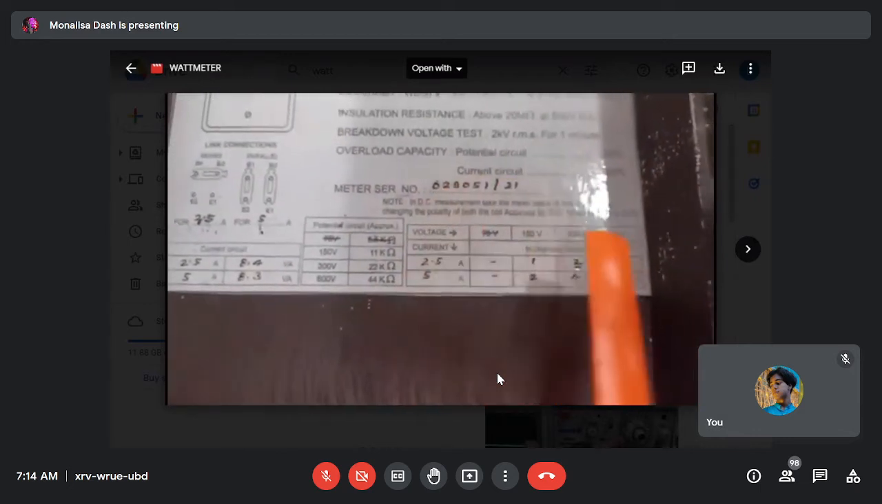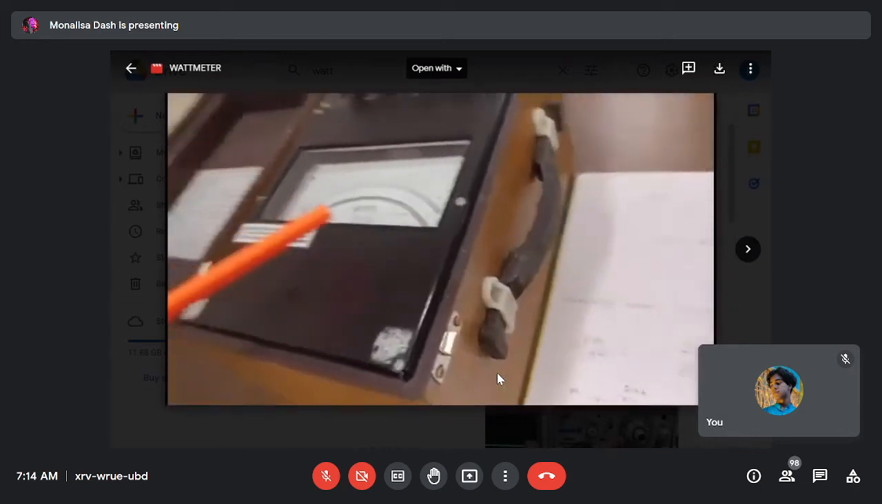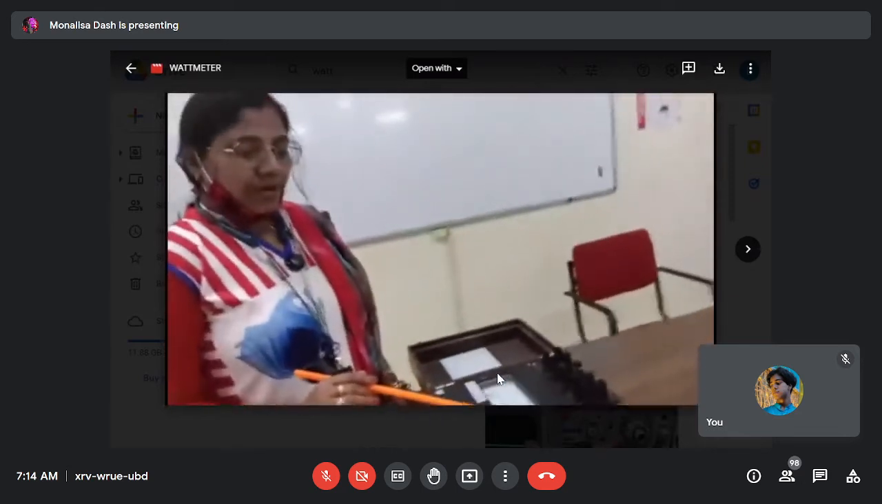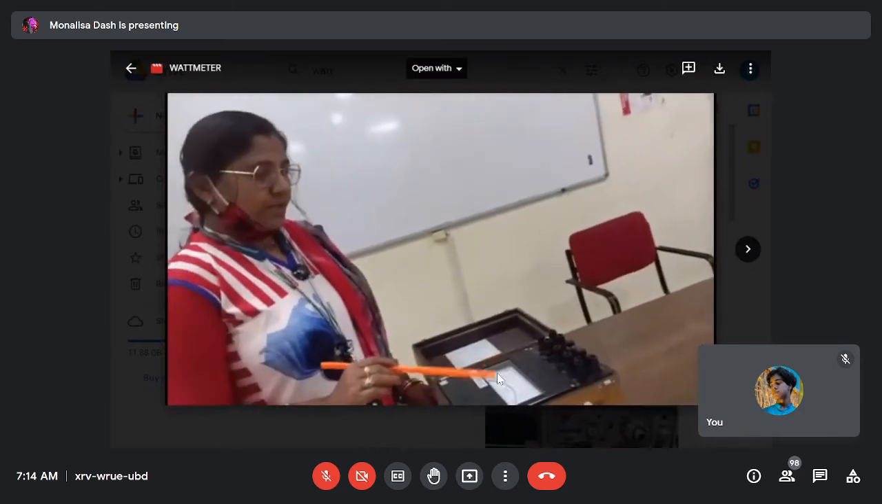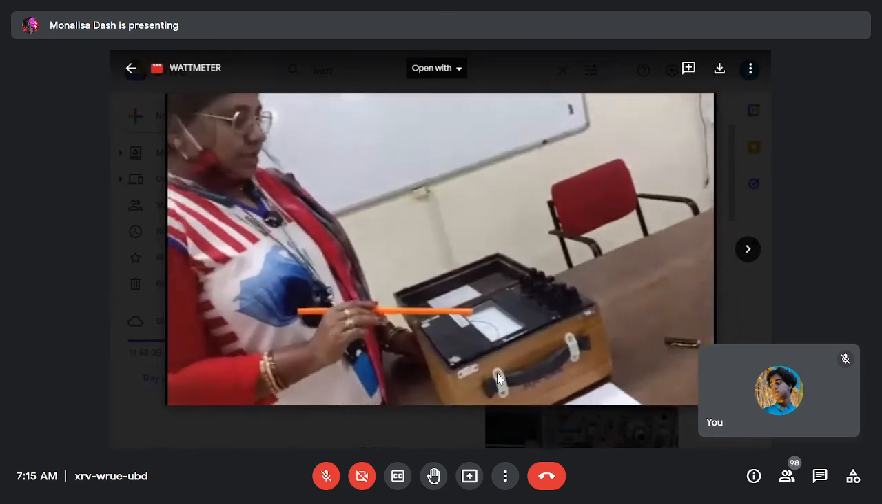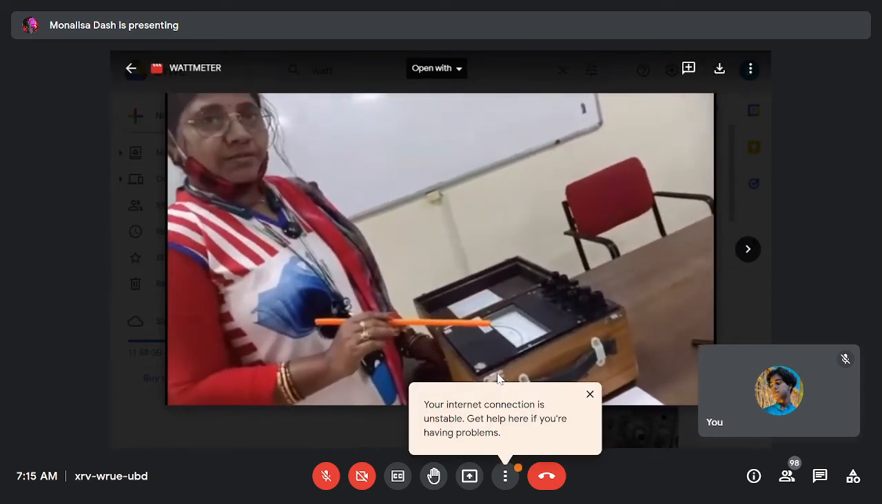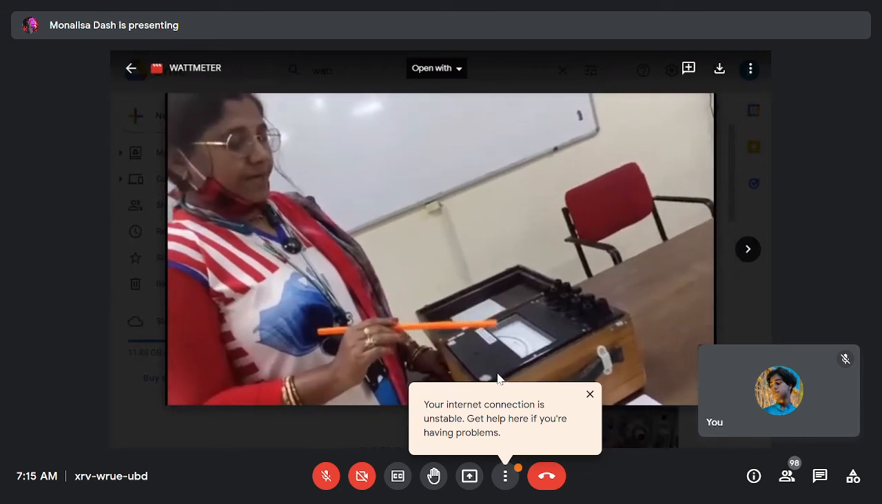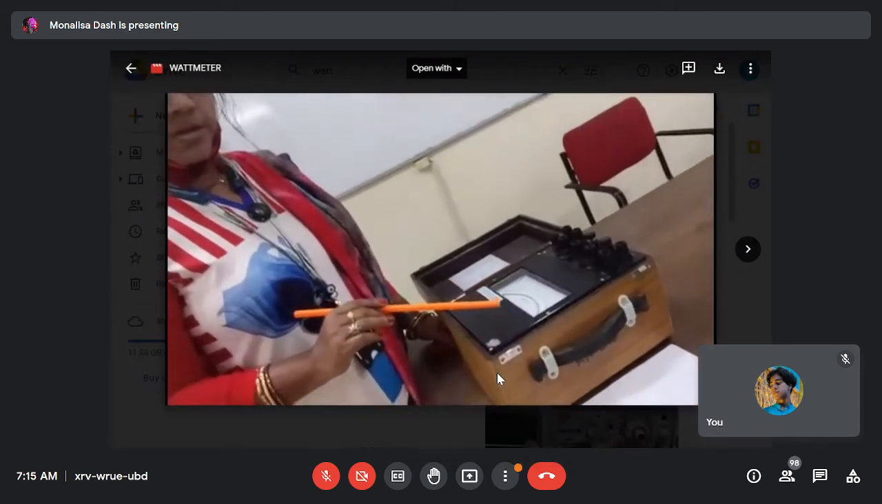Students, this is all about the wattmeter and how we take the wattmeter reading. This will be helpful for calculating power also, since we use the wattmeter in different experiments. So thank you.